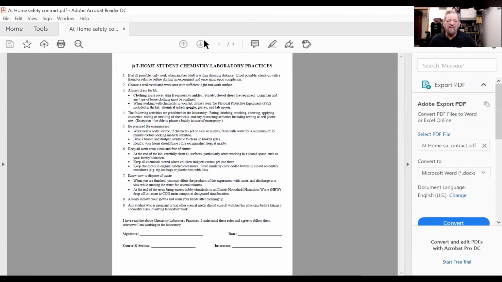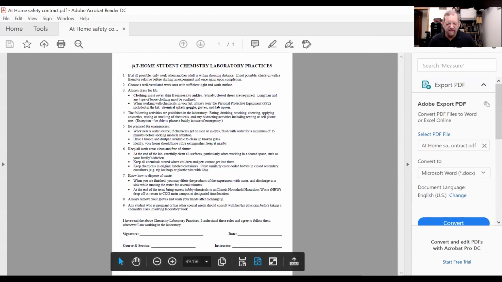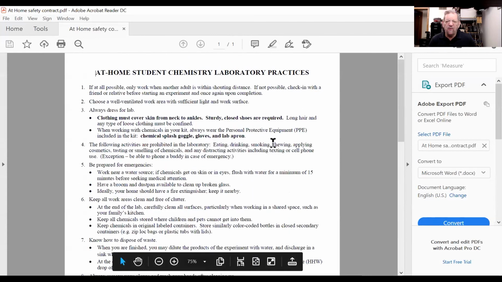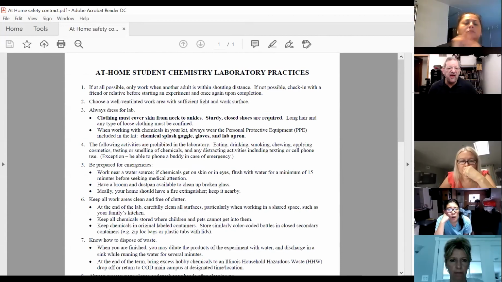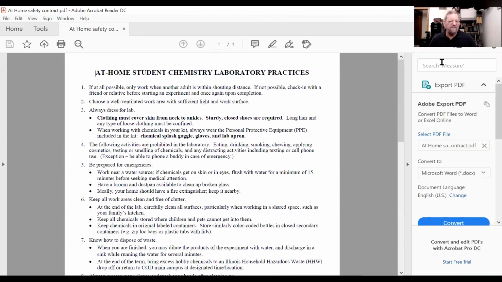If we're in the lab right now, we have a little different one, but we do have a similar one. And I'm going to ask my thumbs up people: do you see the at-home student chemistry? Thank you. All right, let's go through this.